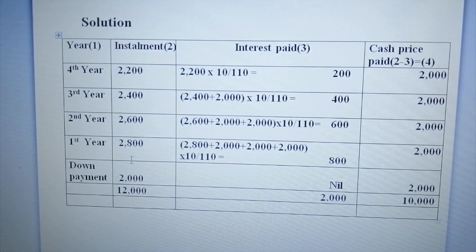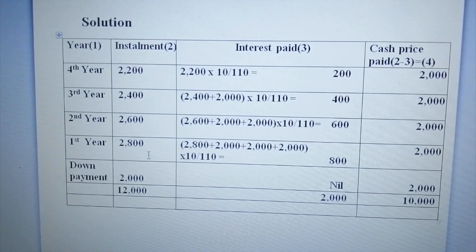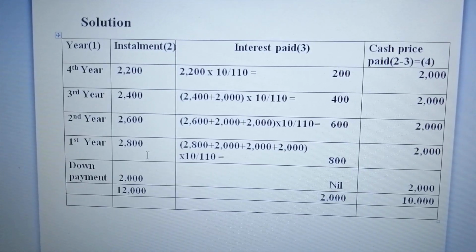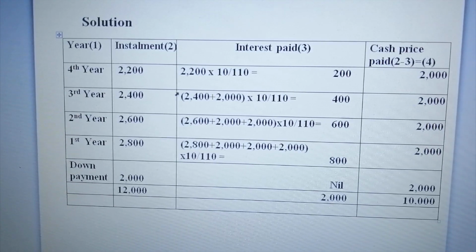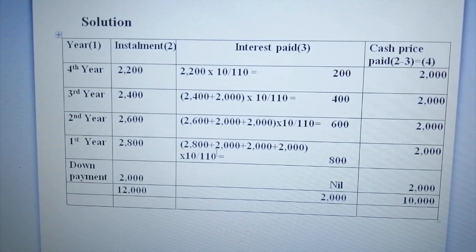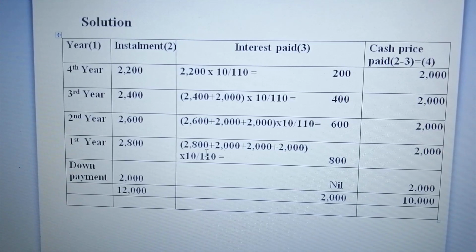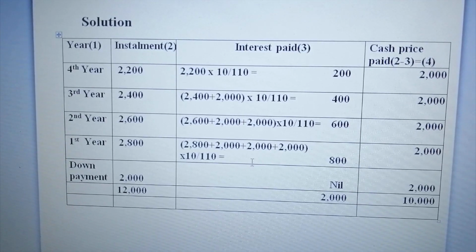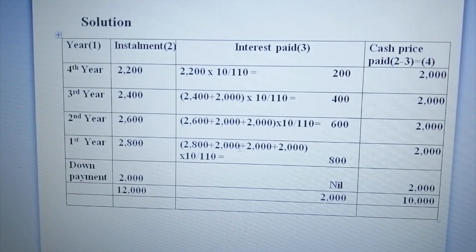Now we are taking the first year installment. At this stage, still we have three more outstanding dues. Therefore, along with the first year installment amount, we have to add the second year cash price, third year cash price and fourth year cash price. In such a case, the interest amount is how much? 800 rupees. In order to get the cash price, the interest amount is deducted from the installment amount. Therefore, the cash price is how much? 2000 rupees.